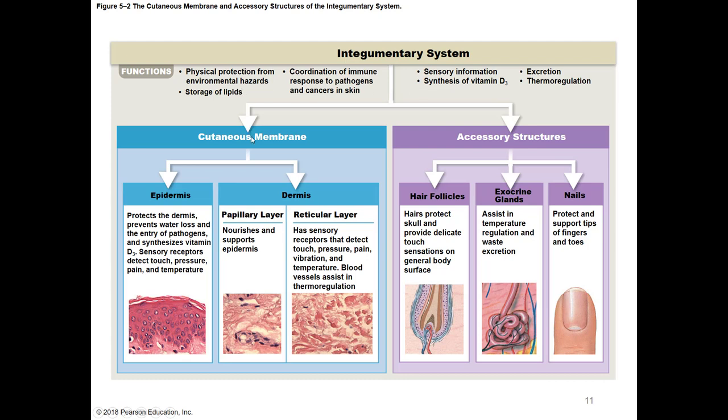The cutaneous membrane is made of the epidermis, which is largely cells, it's epithelial, and the dermis, which is connective tissue. The dermis also has two layers, which we're going to talk about in just a second. And then accessory structures include hair, glands, and nails. We'll also visit those individually.